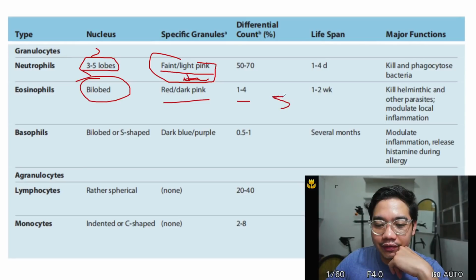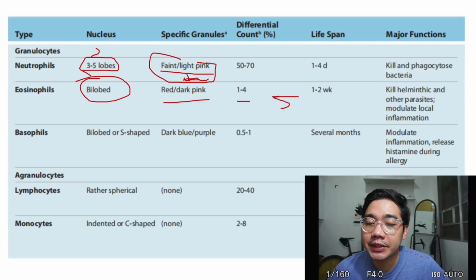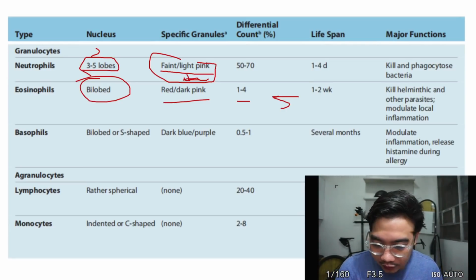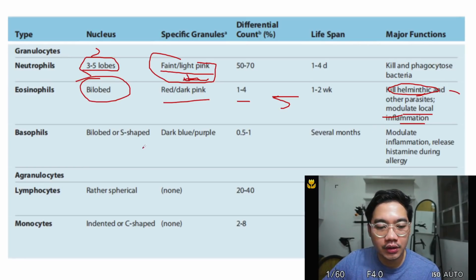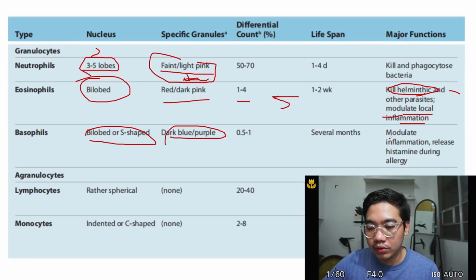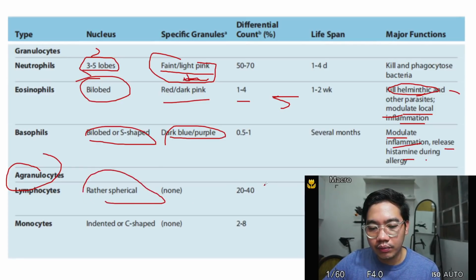Actually, it's very common to see eosinophilia, especially because there are lots of undiagnosed asthmatic patients. Eosinophils kill helminths, which are your parasites, and modulate local inflammation. Next is your basophils, dark blue or bilobed. They modulate inflammation and release histamine during allergy. And then after your granulocytes, your lymphocytes.